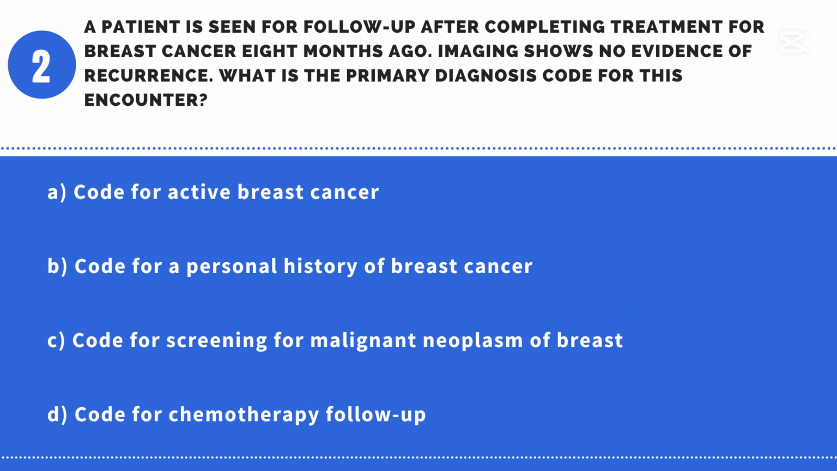Question 2. A patient is seen for follow-up after completing treatment for breast cancer 8 months ago. Imaging shows no evidence of recurrence. What is the primary diagnosis code for this encounter? A. Code for active breast cancer. B. Code for a personal history of breast cancer. C. Code for screening for malignant neoplasm of breast. D. Code for chemotherapy follow-up.